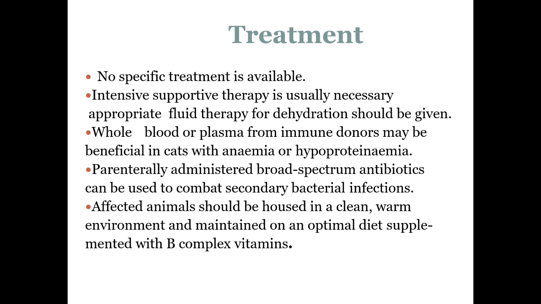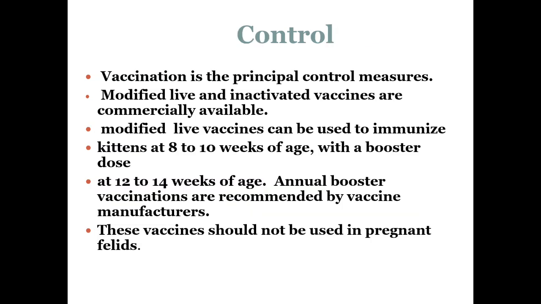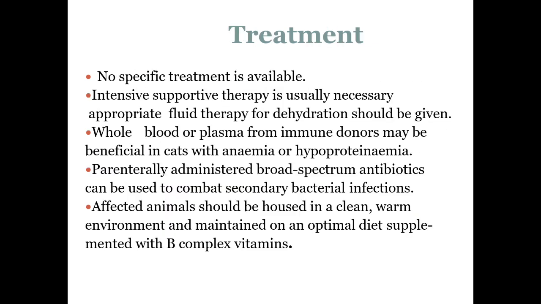Affected animals should be housed in a clean, warm environment and maintained on an optimal diet supplemented with B complex. The diet should be in soft forms, and we can use blood transfusion at the dose rate of 10 to 20 ml per kg per day, or on alternate days. There is also a specific treatment, that is a serum. We can use the serum treatment for Panleukopenia if it is affecting a cat, at the dose rate of 2 to 4 ml per kg body weight.